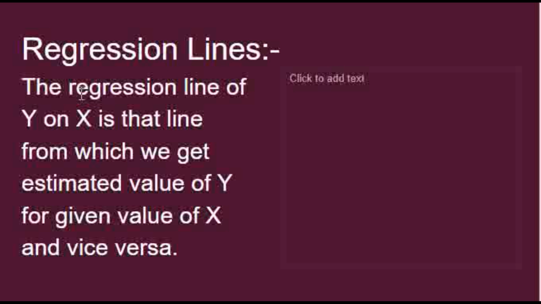Regression lines: the regression line of y on x is that line from which we get the estimated value of y for a given value of x, and vice versa. That is, the regression line of x on y is that line from which we get the estimated value of the variable x from the given value of the variable y.